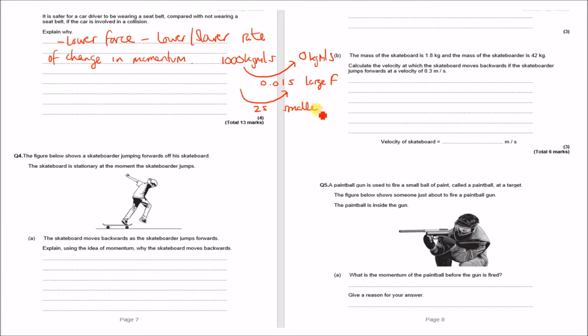smaller force. Okay? So basically, if you have a seatbelt, it will slow the driver down, and therefore the rate of change in momentum is going to take longer to go from a high momentum to a low momentum. If you have a slower or decreased rate of change in momentum, you have a much smaller force.